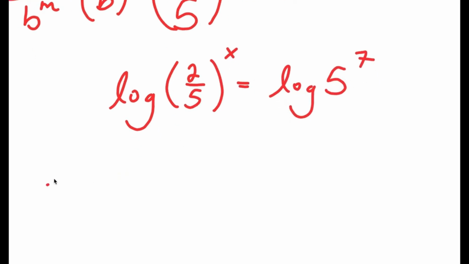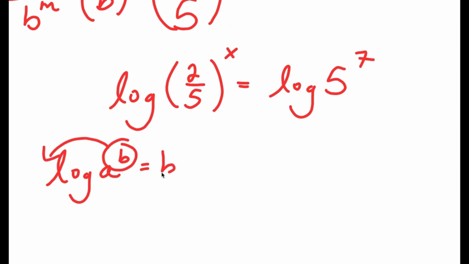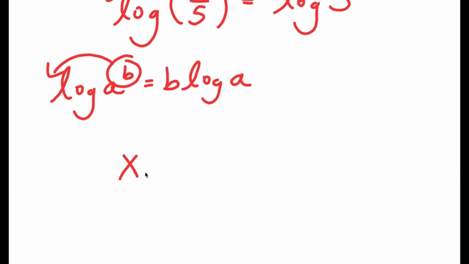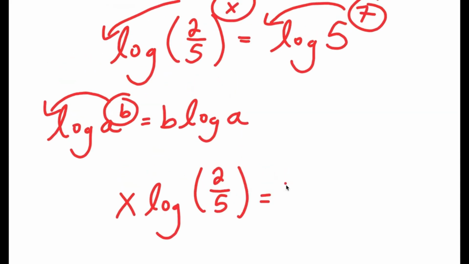And if I have something in the form log a to the power of b, I can move this exponent b to the front, so I get b times log a. In this case, I have log 2 over 5 to the power of x, so I can move x to the front, and I have log 5 to the power of 7, so I can move 7 to the front. So I get x times log 2 over 5 is equal to 7 times log 5.